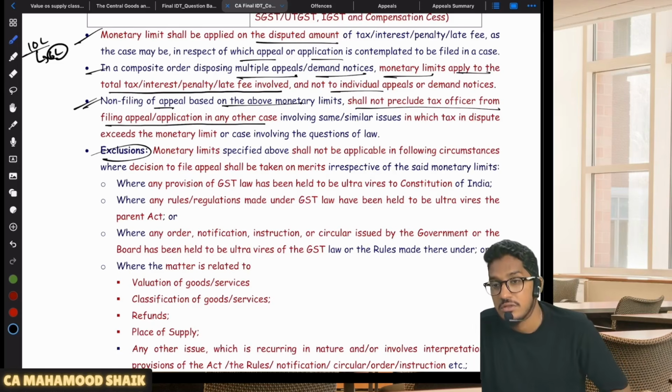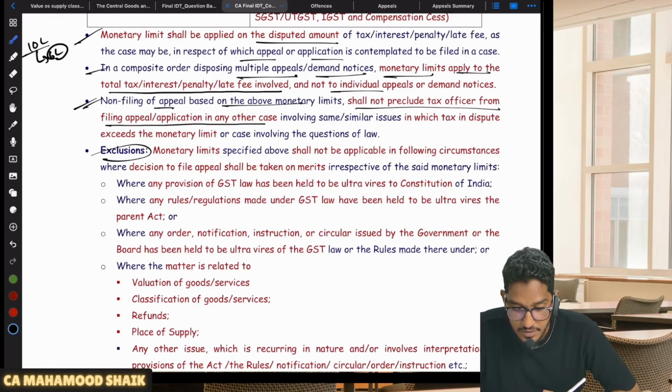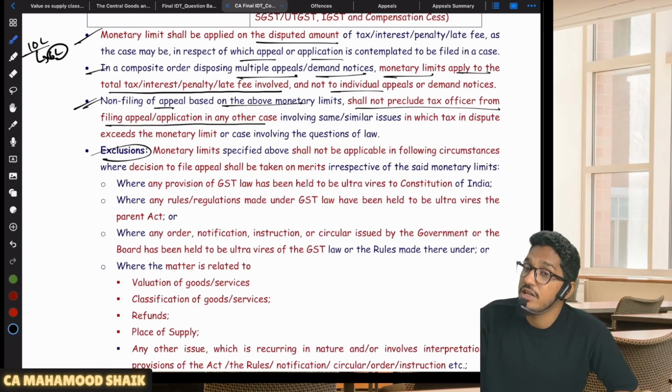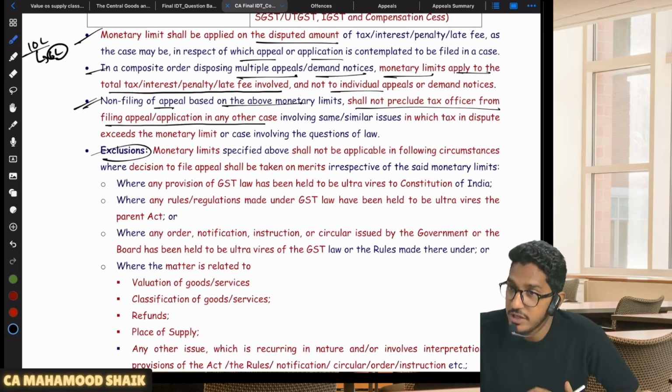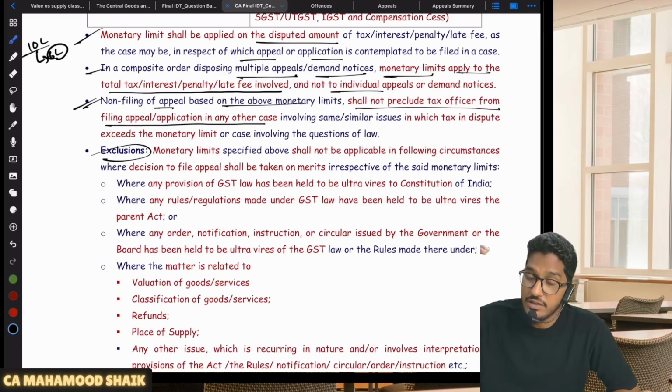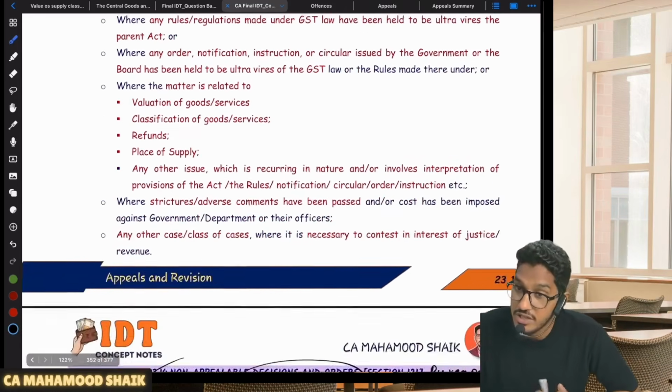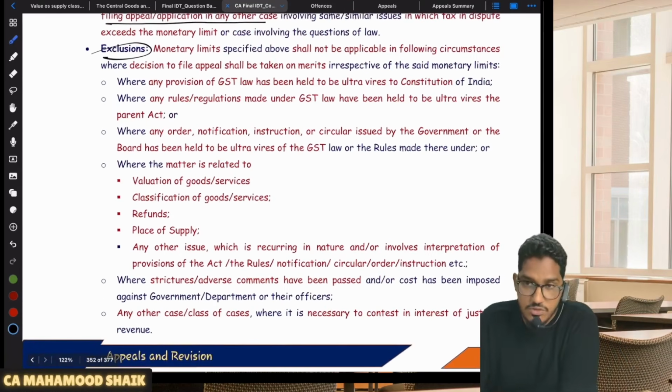Exclusion. Now what? Read it. What they are saying. Monetary limit specified above shall not be applicable in the following circumstances. Which means what? In some circumstances, department can go to GSTAT, or they can go to Supreme Court, or they can go to High Court even if the monetary limit is not reached. Even irrespective of the monetary limit, they can go for appeal to GSTAT, Appellate Tribunal, High Court or Supreme Court. They can go for appeal even though that monetary limit of 10 lakhs, 1 crore, 2 crore is not reached. When, sir? So what are that exclusions, sir?